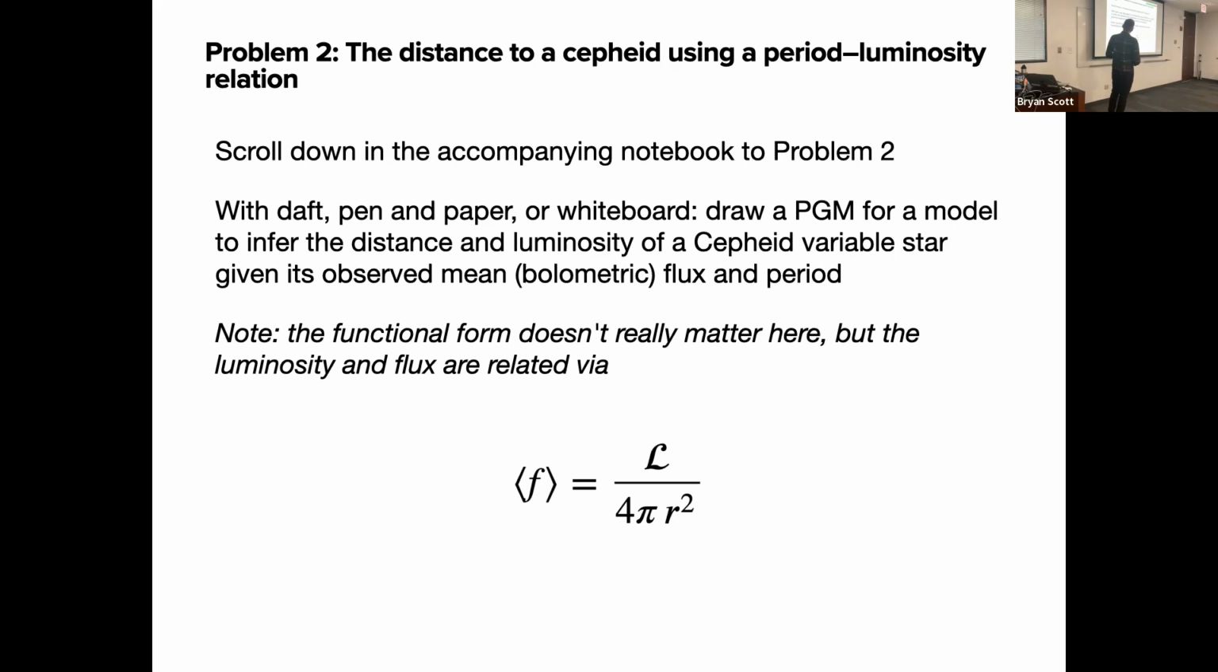So this one is, we're going to try to infer the distance to a Cepheid variable star using a period luminosity relationship. So here, I'll go to the notebook in a second, but just to remind you, the mean flux is related to the mean luminosity over 4 pi distance squared. I used the funny L because I realized that we were using L for the distance prior in the previous example, so there's nothing special about this, it's just fancy.